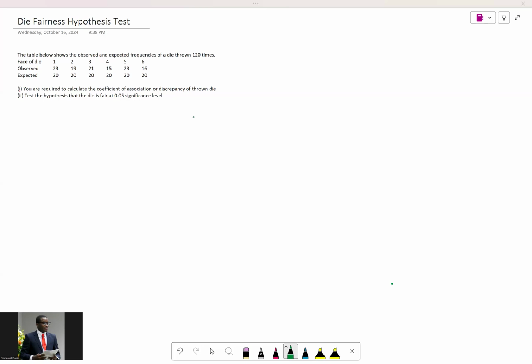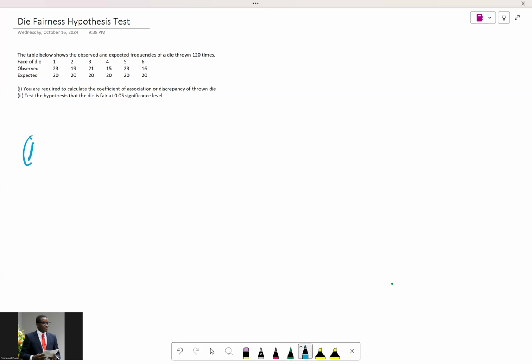So the first question is you're required to calculate the coefficient of association or discrepancy of the thrown die. Two, test the hypothesis that the die is fair at 0.05 significance level. So let's go for that.